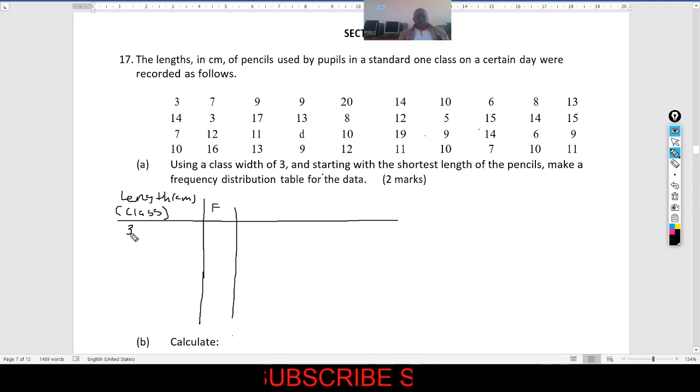Remember this 3, the lower limit here is 2.5, because the least unit of measurement is 1. Now the absolute error is 0.5, so we subtract 0.5, we get 2.5. So if you have 2.5, if we add 3, it will give us 5.5. So the upper limit for this one is 5.5, meaning the class starts from 3 to 5, because if it is to 5, the upper limit now becomes 5.5.